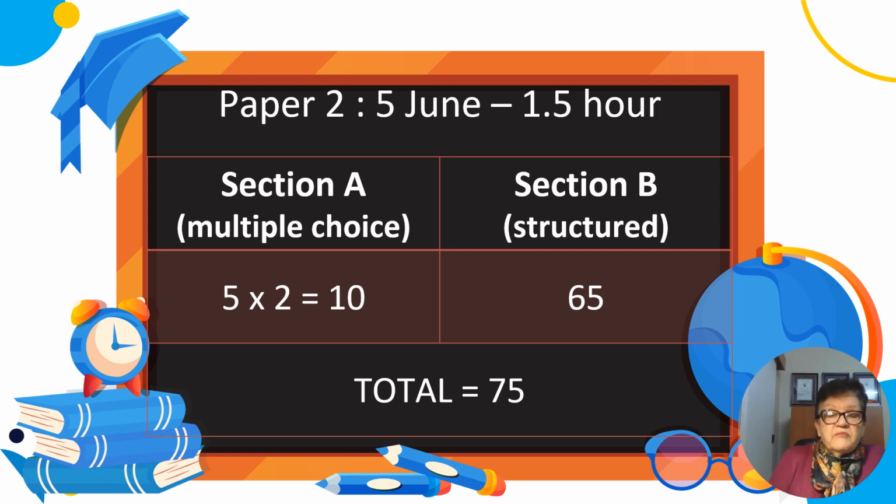Now this paper 2 that you are going to write will be written on the 5th of June, and it's a 1.5 hour paper. It consists of section A, which are multiple choice questions, 5 of those, each worth 2 marks. And then section B is more structured questions where you must really have a look at the marks allocated to each question so that you know how many facts you should write down.